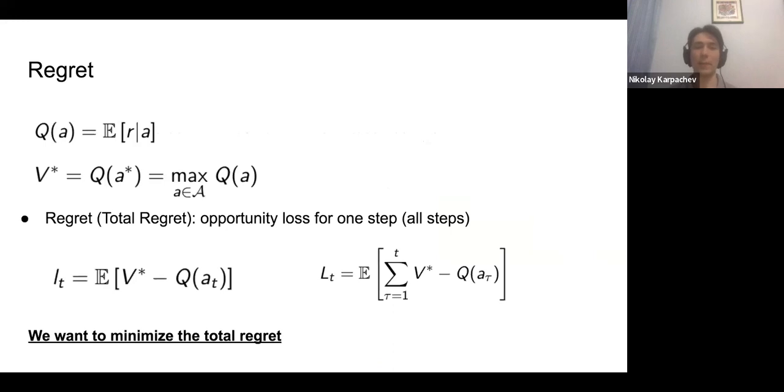So some theory here. We have n actions. Each action corresponds to a distinct machine. And for each action, we have the expected reward from this machine. So for some machine, it can be 0.1, 10% of games will give money. For some machines, it will be 2%.